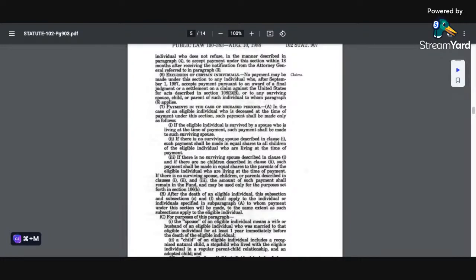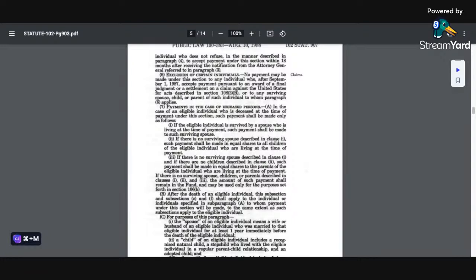7. Payments in the case of deceased persons. A. In the case of an eligible individual who is deceased at the time of the payment under this section, such payment shall be made only as follows. I. If the eligible individual is survived by a spouse who is living at the time of payment, such payment shall be made to such surviving spouse.